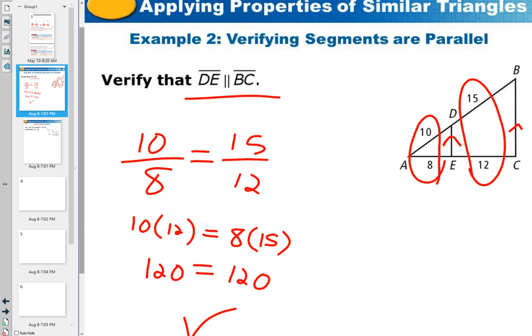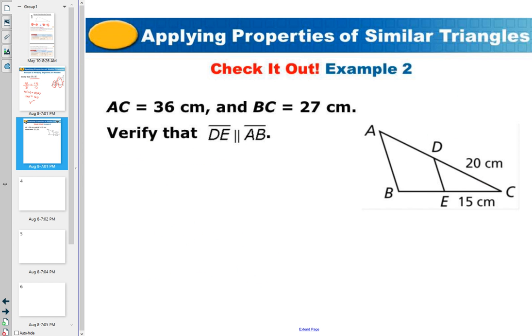So, you kept it as a fraction. I told him he could do it as a decimal. It's the same thing. Instead of cross multiplying, you're just comparing to see if both sides of the equal sign are the same. Works the same. Any questions on that one? Okay, next one. Again, verify.